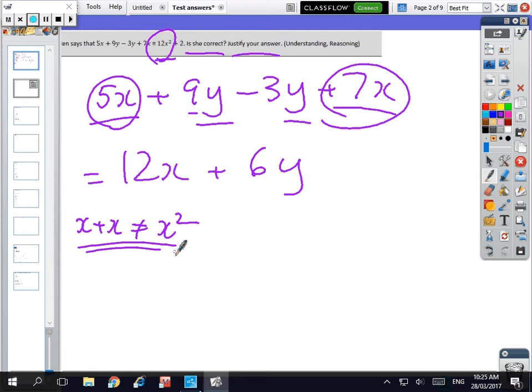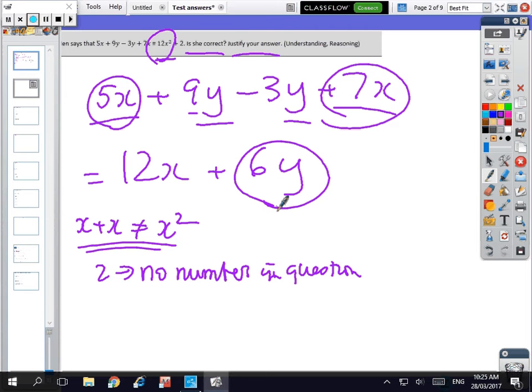And then the person's put plus 2. It's very hard to understand where the plus 2 comes from because there's no numbers in the question. So you can't get numbers in the answer, and we need some y's. Okay, so let's leave it at that, and we need y's. Okay, let's look at the next question.